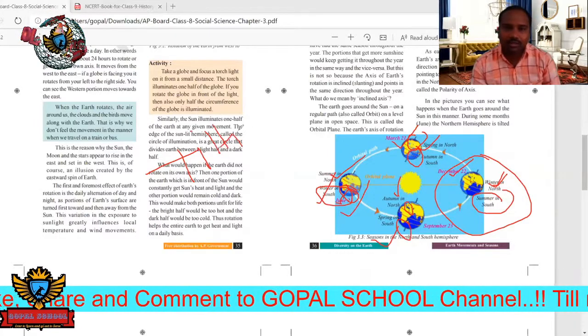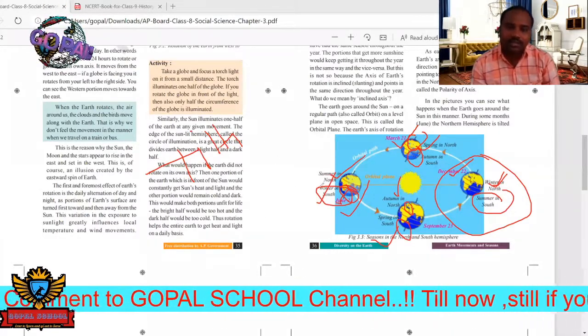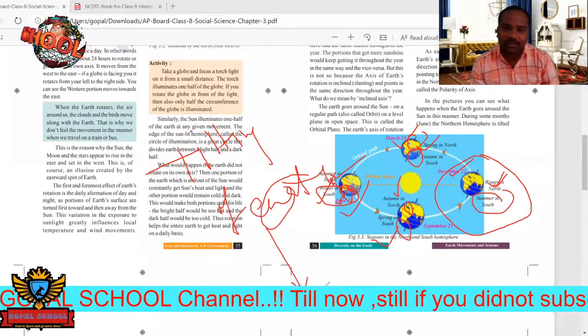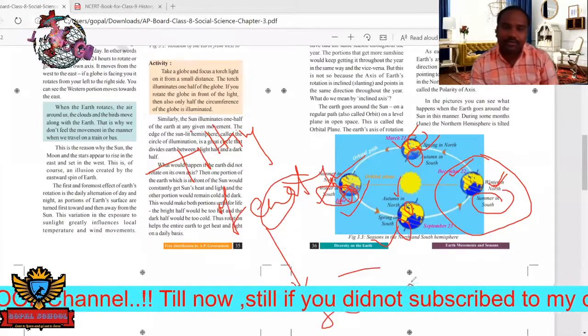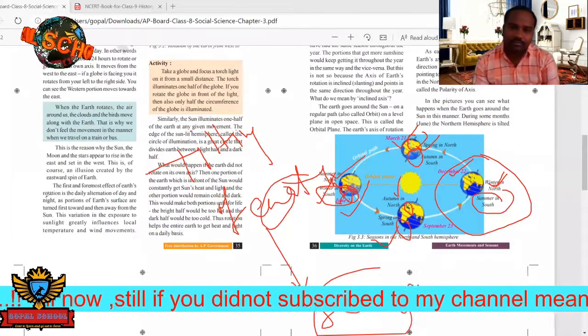Okay, so the tilting of the earth. If there is no tilting, we can't get the seasons. Okay, seasons. So next, what about the rotation and revolution?